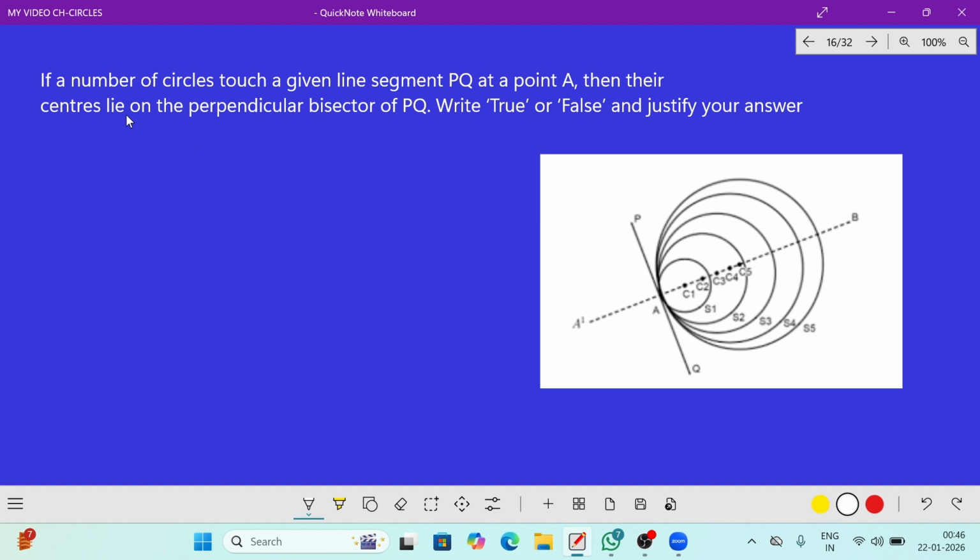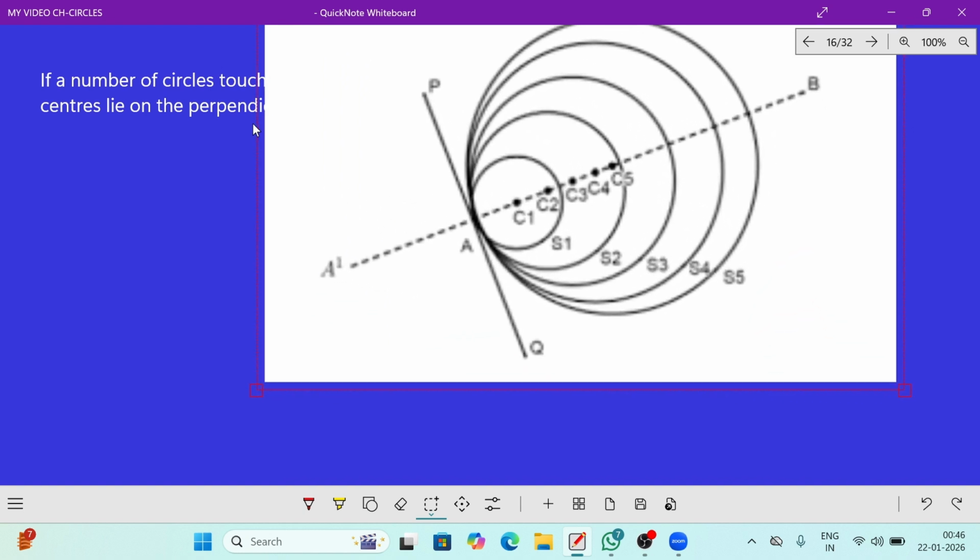See in this one, you can see that if a number of circles touch a given line segment PQ, this is the circle C1. You can see that this is the circle C1 touching at the point of contact A. This is the circle C2 touching at the point of contact A. Circles C3, C4, C5 are all touching at the point A. The circles are denoted by S1, S2, S3, S4.